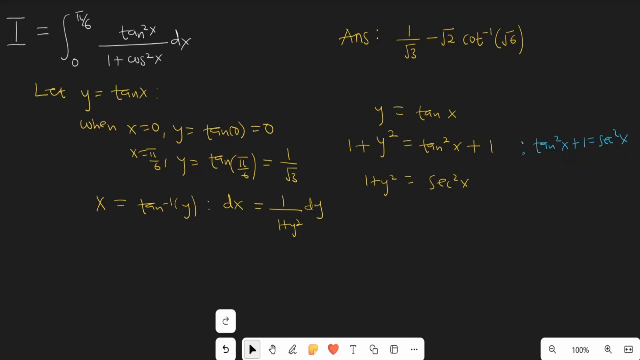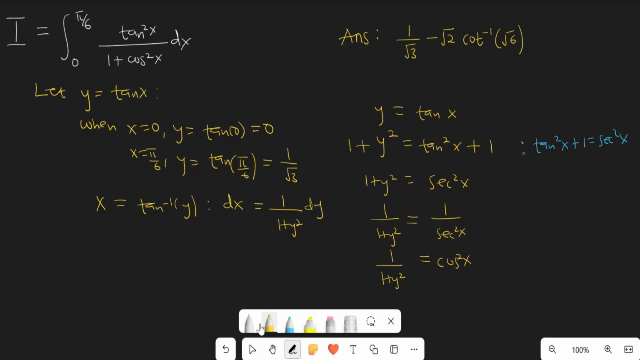And now let's reverse this. If these two terms are the same, then I have 1 all over the secant squared of x. This is the same as 1 all over 1 plus y squared. Correct. And now 1 over secant squared of x is the same as the cosine squared of x. So if 1 over cosine is secant, 1 over secant is cosine. So 1 over the secant squared of x is the cosine squared of x, and this is the same as 1 all over 1 plus y squared. And now I have everything in terms of y.